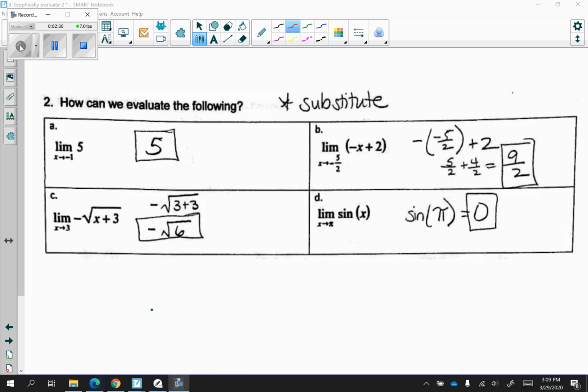For A, the limit as x approaches -1 of 5, because there is no variable, the limit is always 5. 5 is the constant. For B, the limit as x approaches -5/2 of -x plus 2. Substitute -5/2 in, and the limit is 9/2. For C, substitute 3 in for x, negative radical 6. And D, substitute pi in for x, sine of pi is 0.